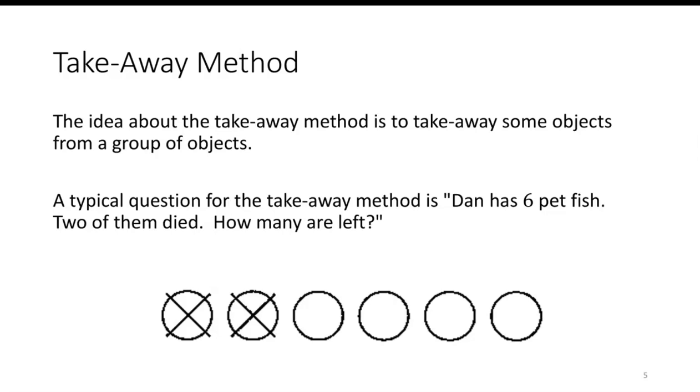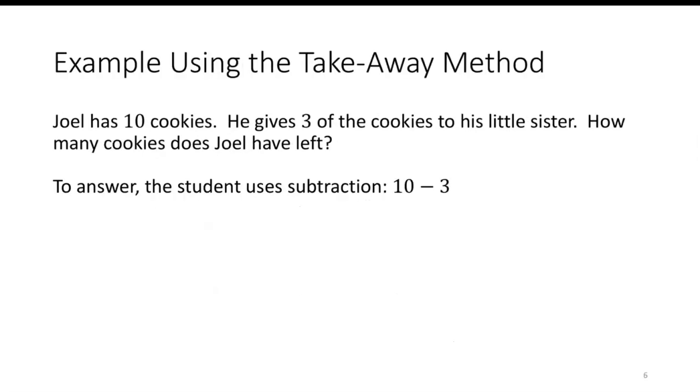So, the takeaway method. The idea about the takeaway method is to take away some objects from a group of objects. A typical question for the takeaway method is like, Dan has 6 pet fish, 2 of them died, how many are left? So we start with 6, we cross out 2 of them, we're left with 4. Another example, Joel has 10 cookies, he gives 3 of his cookies to his little sister. How many cookies does Joel have left? To answer, the student uses subtraction. 10 minus 3.